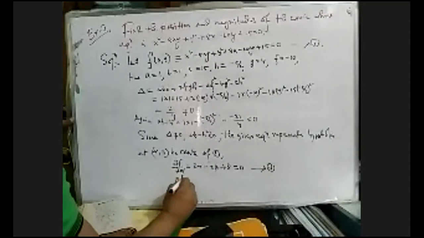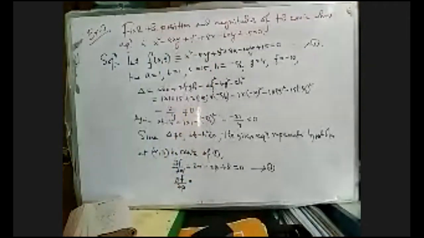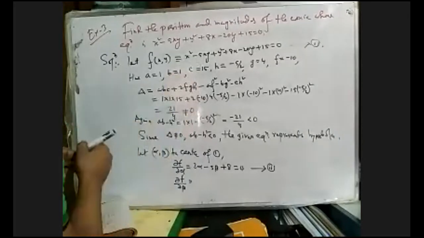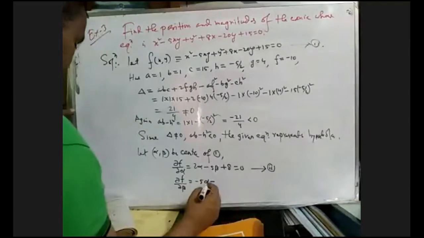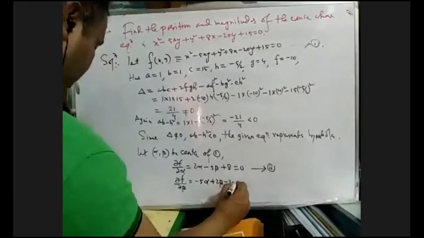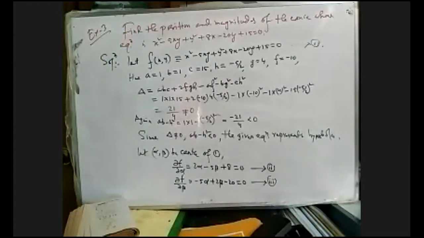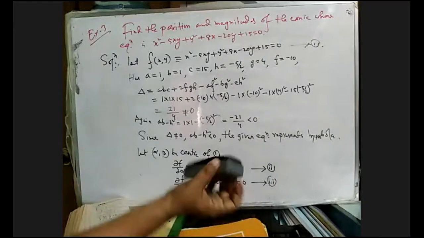And taking partial differentiation with respect to beta, putting y equals to beta and x equals to alpha, then taking partial differentiation of f with respect to beta, we get minus 5 alpha plus twice beta minus 20 equals to 0. This is equation number 3. Okay, any problem? Just like the previous example. Now we have to solve these 2 and 3 for alpha, beta.